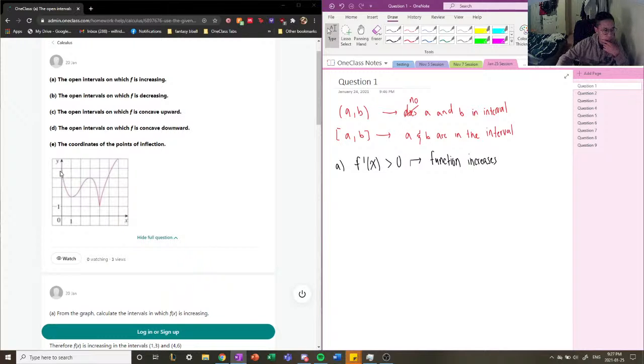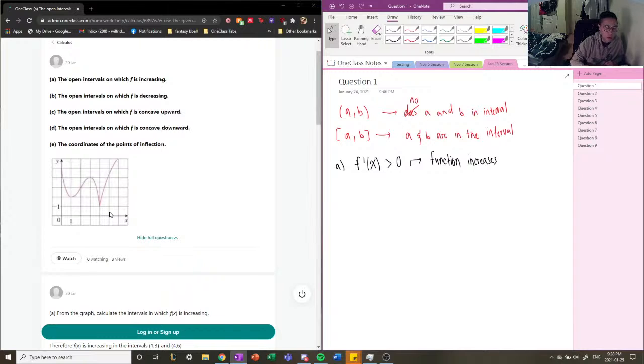Okay, so you see here that at x equals 0, the function is decreasing, and it hits x equals 1, and it changes from decreasing to increasing, and then it starts increasing from 1 to 3. Okay, at 3, it starts to decrease again, and it starts to increase at 4. And from 4 to 6, it increases more.